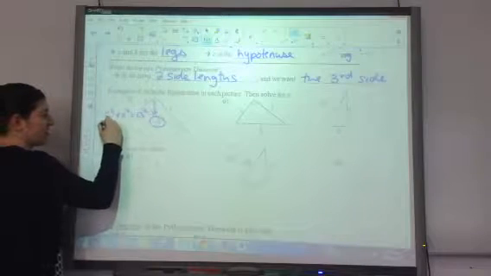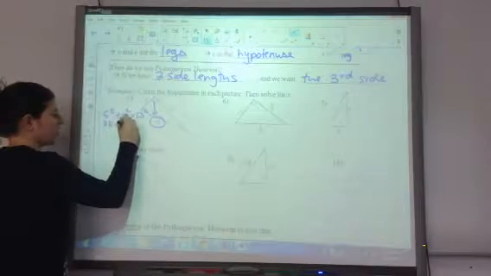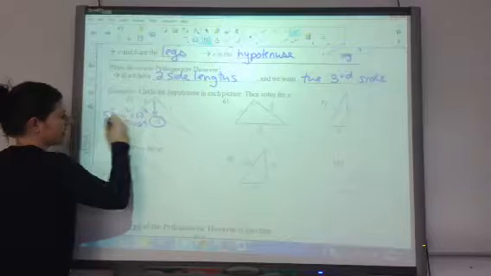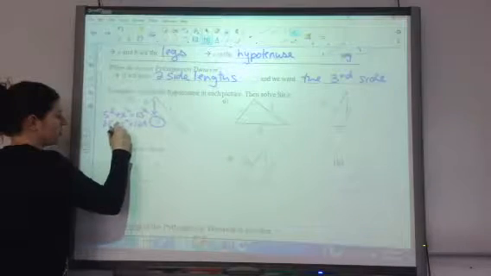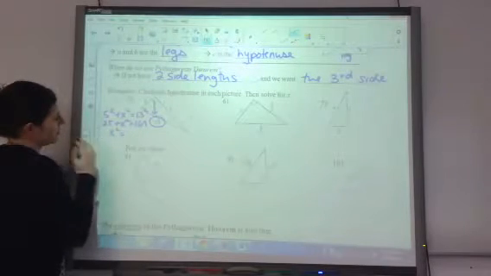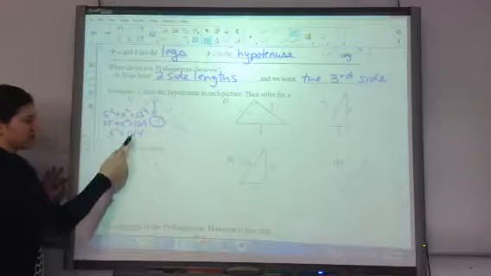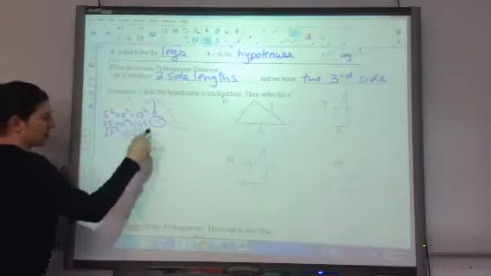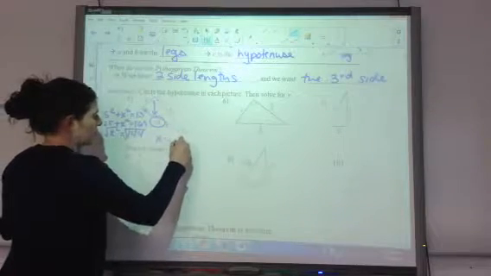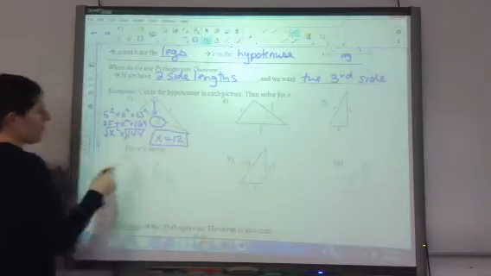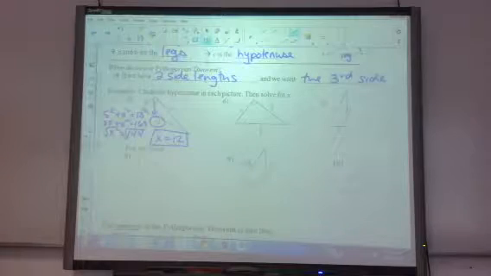I break that down, I get 25 plus x squared equals 169. Subtract 25. You get x squared equals 144. And then in order to solve this, you take the square root of both sides, and you get x is 12. Okay. Remember, the hypotenuse is going to be your biggest side length, so it makes sense that 12 is smaller than 13, so it works out for us.